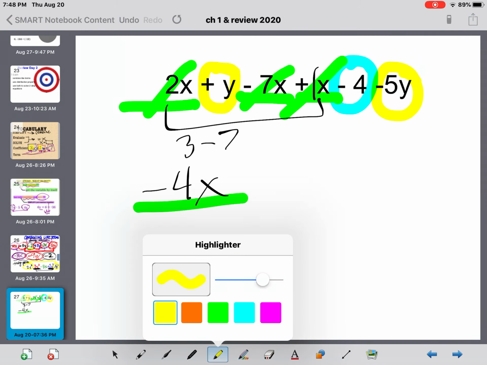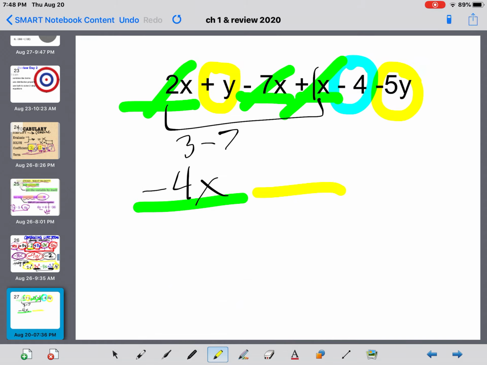The next one is going to be the Y's. I have a +Y and a -5. So remember there's an invisible 1 here. So we have a 1 minus 5. 5 is the bigger number. Negative wins. And negative wins by 4, and the last name is still Y.